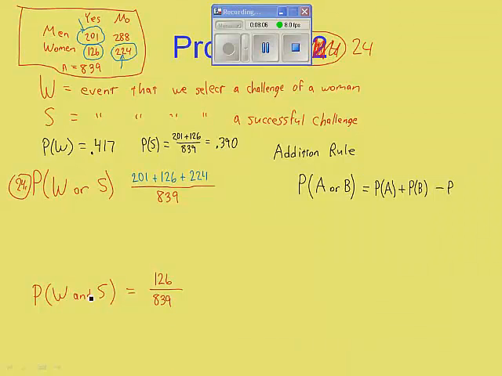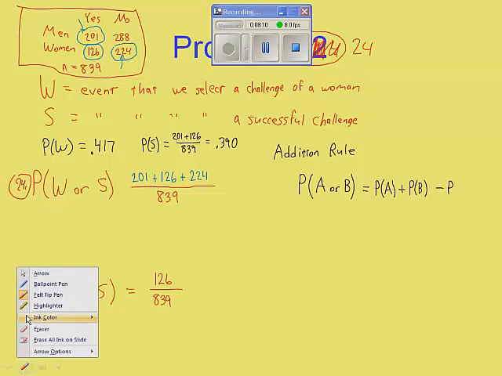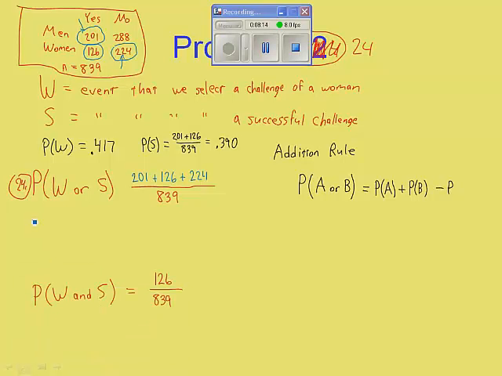Now, I'm going to use that addition rule to compute probability of W or S. The probability of W or S, according to my rule, is the probability of W plus the probability of S minus something. Some other probability. All right, so let's see. The probability of W was 0.417 plus the probability of S happening, what's S? 0.390 minus something. All right, let's see what it is.